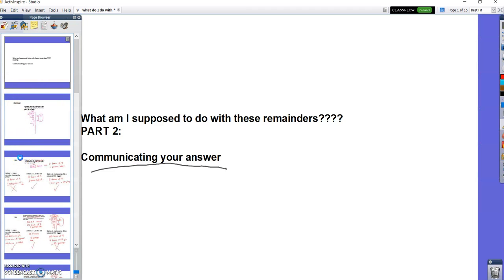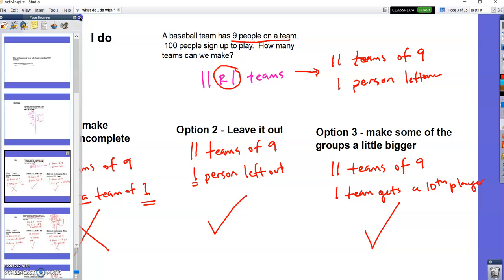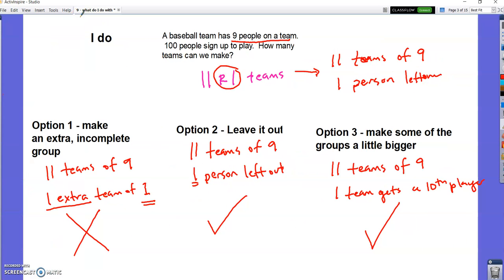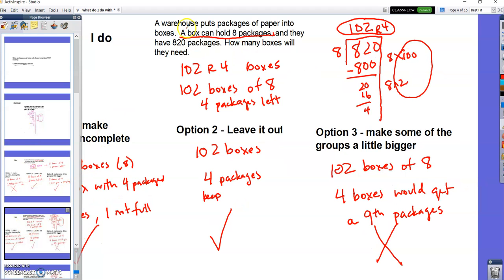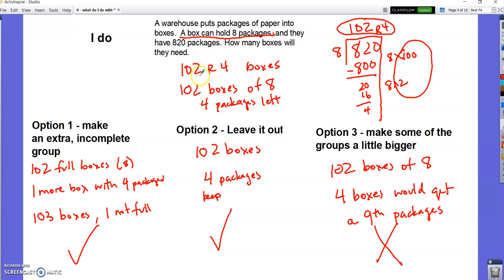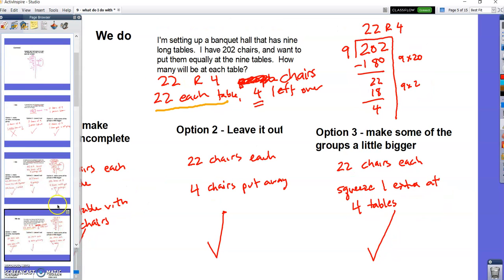Alright, so here was an I do from yesterday, right? We talked about how in real division problems, we have to figure out what to do with this remainder. We can't say we're going to have a league with 11 remainder 1 teams. It doesn't make sense. And on the next one, we couldn't say we're going to ship 102 remainder 4 boxes. You can't include a remainder in an answer to a real question. It just doesn't make sense.